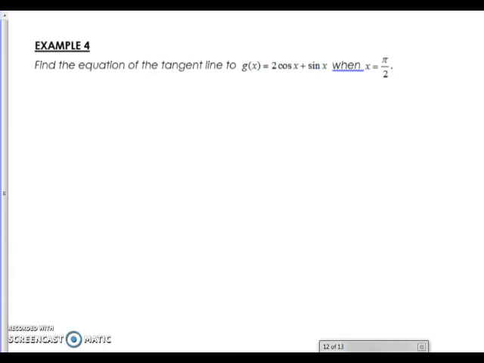Okay, we have 2 more examples and then we're done. So find the equation of the tangent line to this. We got 2 cos x plus sine x when x equals pi over 2. So I know that we're going to be looking at pi over 2, so I'm just going to sketch out a quick reference thing, not a unit circle. So I know this is the point 0, 1, and then this is also pi over 2. That's what I think will be important for this.